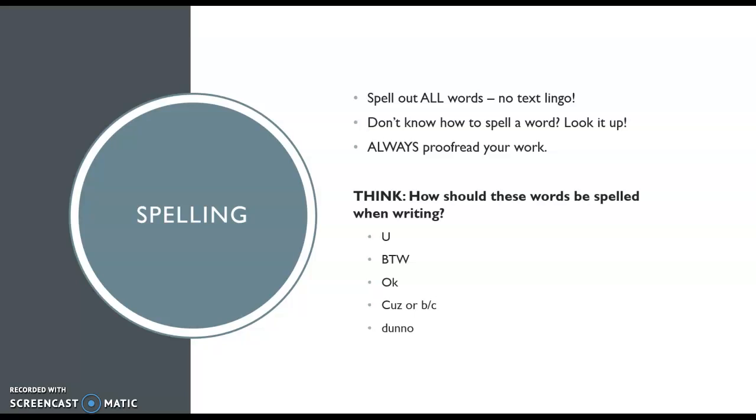So, think about these common words that get shortened. How should these words be spelled when writing? "U" should be spelled Y-O-U. BTW should be expanded to "by the way." "OK," which is a trick question, should be expanded to O-K-A-Y. "Cuz" or "BC" should be expanded to the full word "because." And "dunno" should be spelled out as "I don't know."